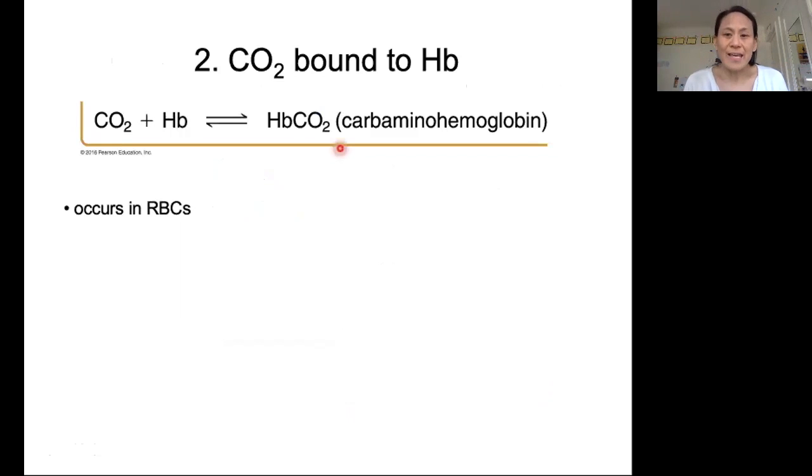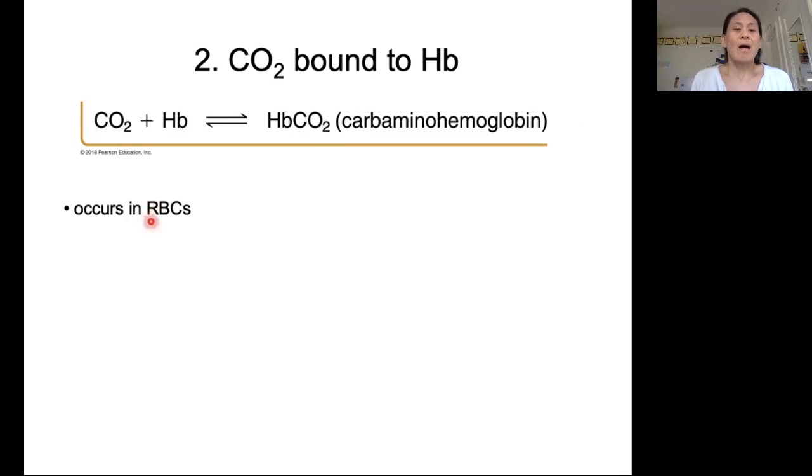Secondly, our second way of carrying carbon dioxide in the blood is bound to hemoglobin. That is described by this chemical equation here. We combine carbon dioxide and hemoglobin to give us this molecule, which we call carbaminohemoglobin. Remember that hemoglobin is in the red blood cells. Therefore, this happens in the red blood cells.